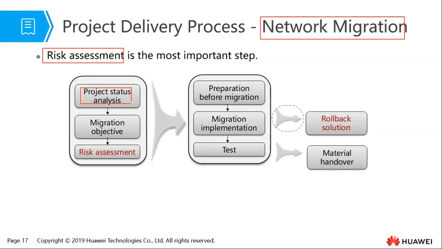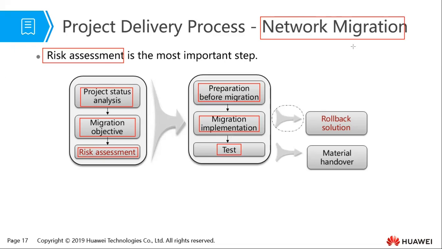So you need to check the project status. You need to look at why we are doing this, so the objective of the migration. Then the most important step before you do the network migration is you look at the risks that are associated with this. Now, after understanding these 3, then you can go ahead and prepare how to do the migration, then implement, do the migration, then test whether everything is okay.